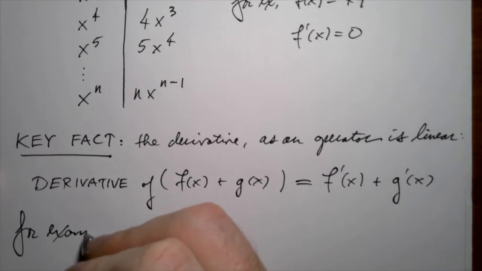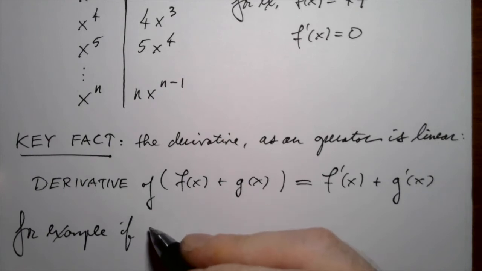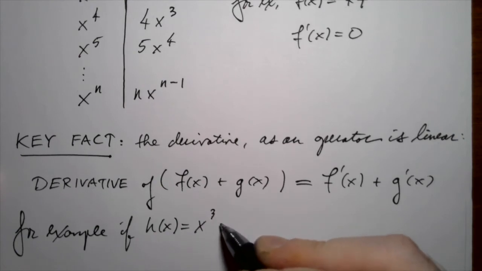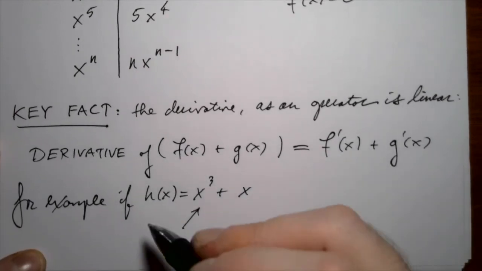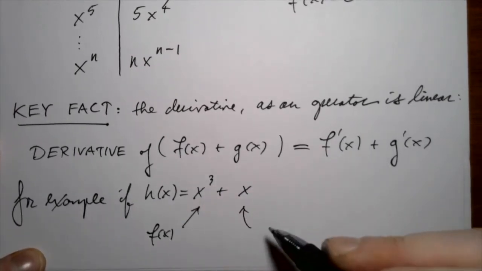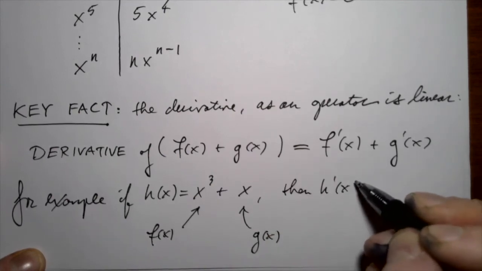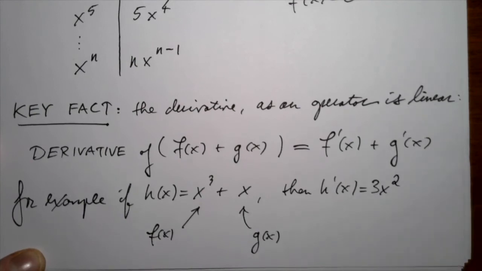For example, if you look at, let's say, x cubed plus x, then that would be like the f of x function. The x would be like the g of x function. Then the derivative of that is formed by just taking the derivative of the first function. We've seen that that's 3x squared. And then adding on 1, the derivative of the second function, g of x.